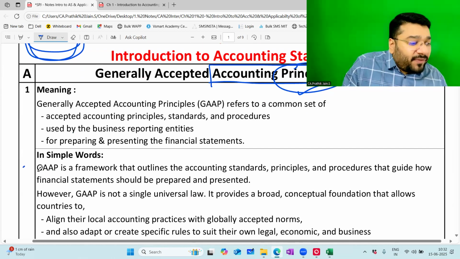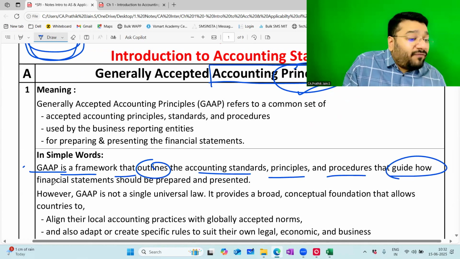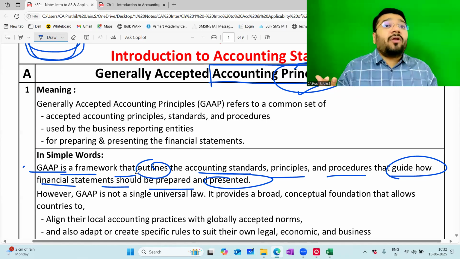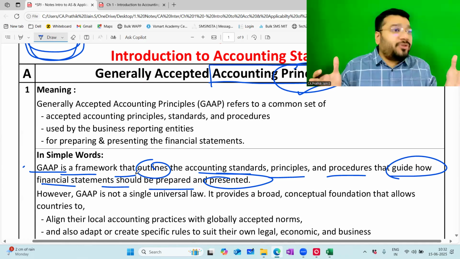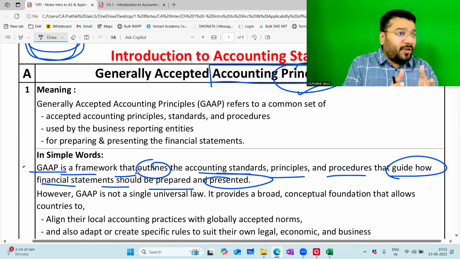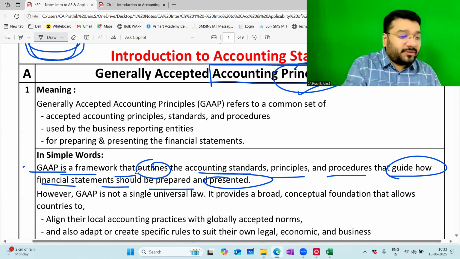So GAAP is a framework that outlines the accounting standards, principles, and procedures that guide how a financial statement should be prepared and presented. It's a very broad framework, not a narrow framework. Why did they keep it broad? Because keeping different countries and a lot of things in mind, they gave multiple flexibility and options. That's why it is very broad. But every country can either accept this broad way of accounting, or narrow it down to whatever suits your economic conditions.